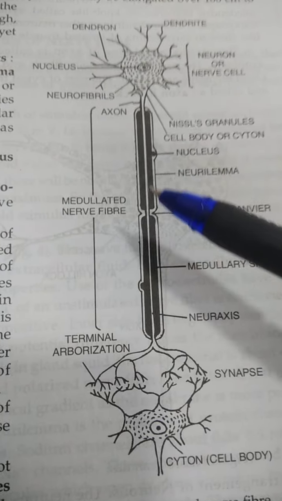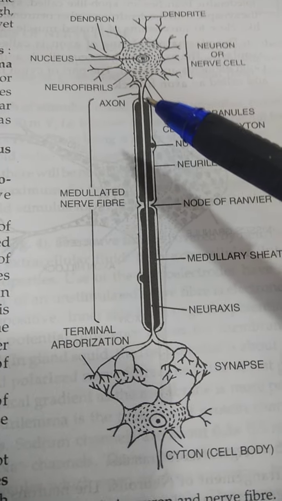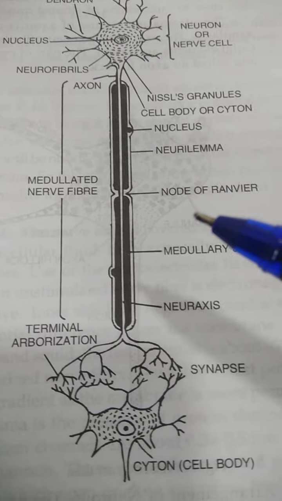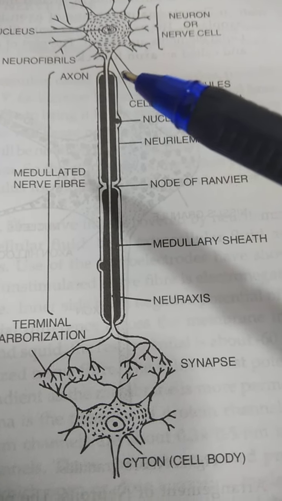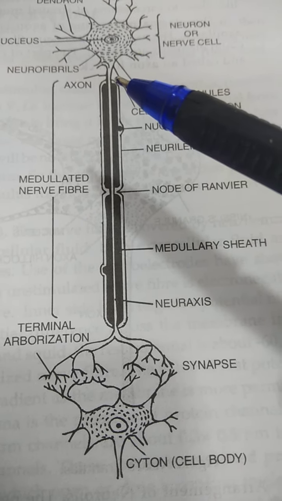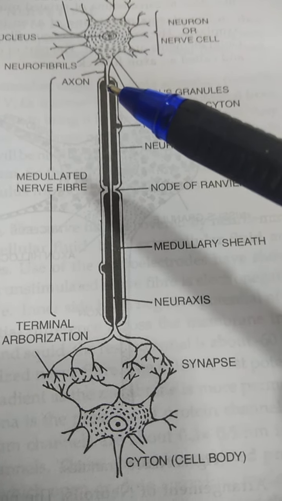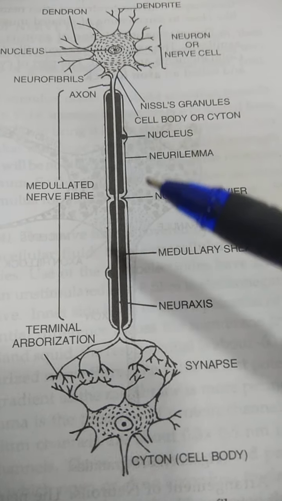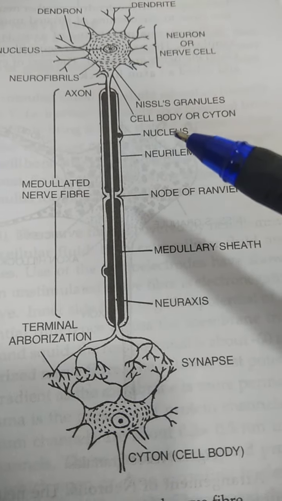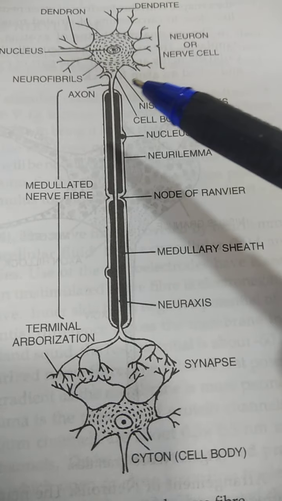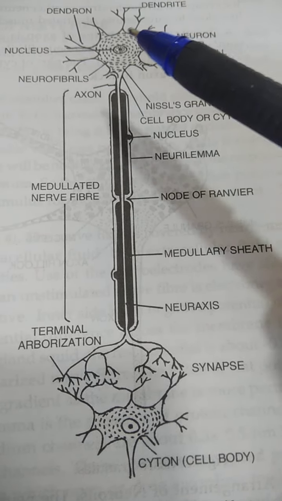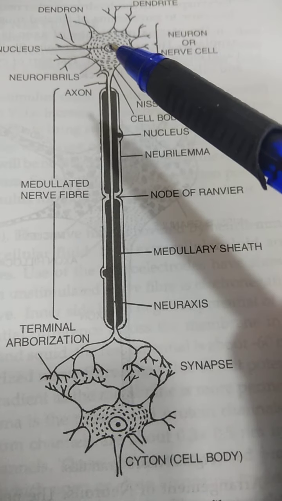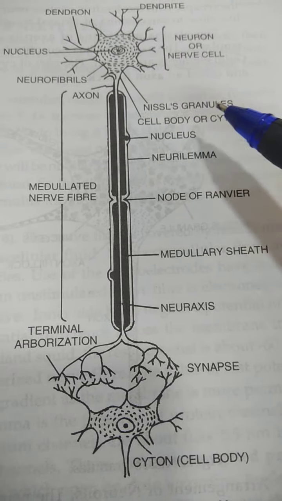Then we move on to the axon. Axon is actually a medullated nerve fiber. The medullated nerve fiber axon begins with a small conical structure which is called the axon hillock. They have not written it, but it is that only. And this upper part, the neuron, is also called the cell body or the cyton. There are other structures, neurofibrils, and small granules present. We call them Nissl granules.